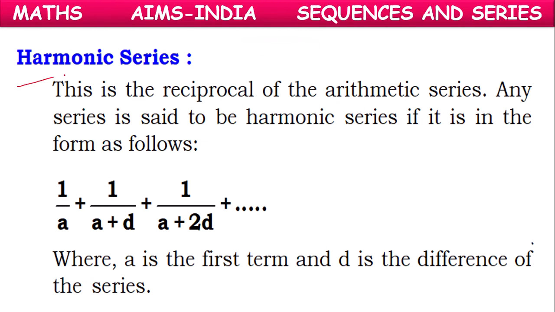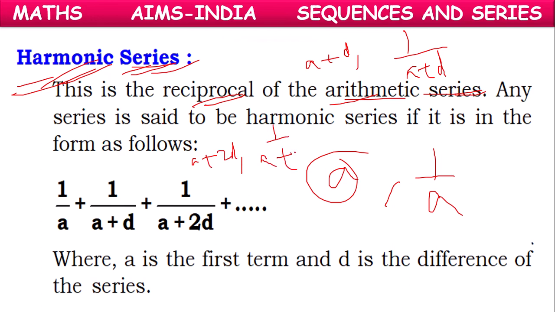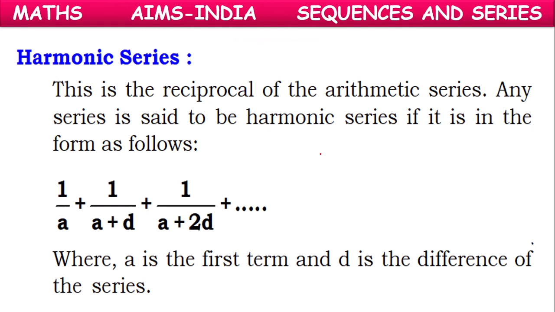Next, children, we have the harmonic series. Harmonic series means the reciprocal of an arithmetic series. Normally if you have A, the reciprocal of A is 1 by A. If you have A plus D, the reciprocal is 1 by A plus D. If you have A plus 2D, the reciprocal is 1 by A plus 2D. Like that, whatever arithmetic sequence we have, if we take the reciprocal, it will be a harmonic series.